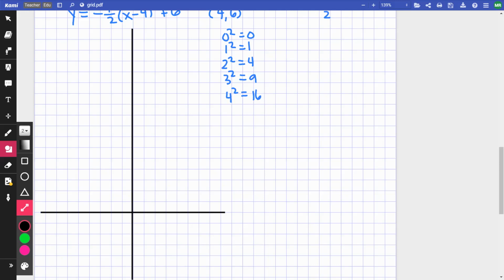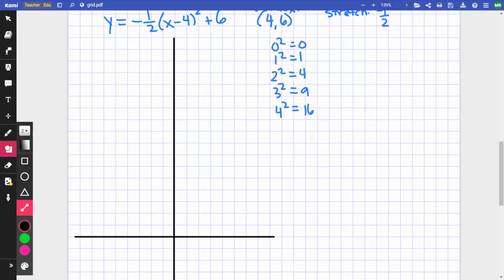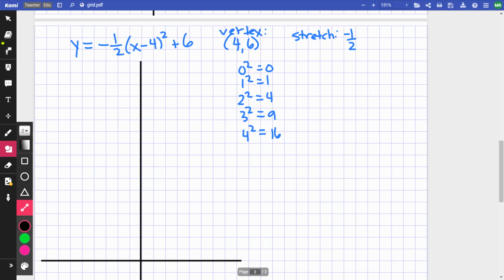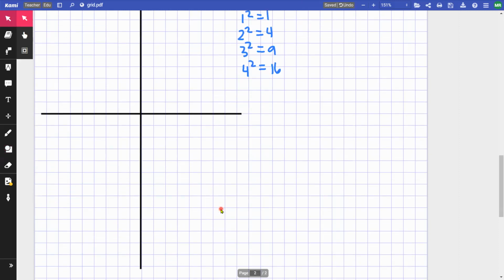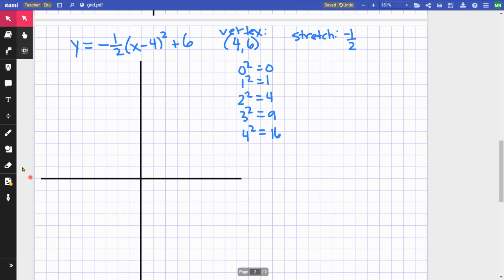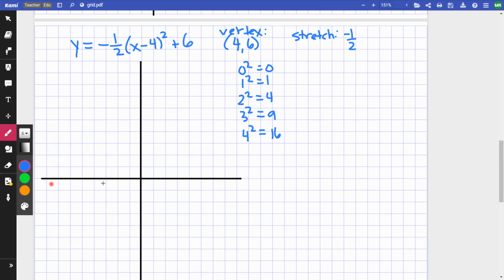So my vertex is going to be at 4, 6. So I am going to go to 4, 6. 1, 2, 3, 4. 1, 2, 3. Actually, let me, this is negative. Let me move this up a little bit. Forgot where I was going. Okay, so I'm going to have it more centered here. Okay, start again. So I'm going to be going to 4, 6. 1, 2, 3, 4. 1, 2, 3, 4, 5, 6.